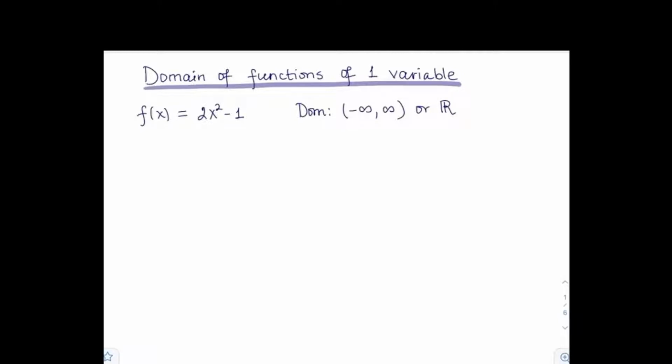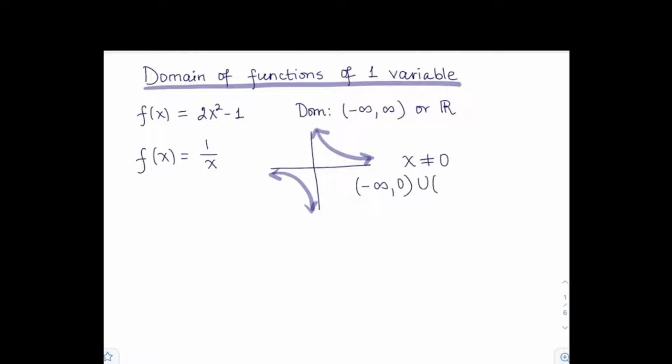Okay. What about the function f of x, which looks like 1 over x, right? So this is the reciprocal function. What does that look like? We know the graph of this function looks something like this. We have some asymptotic behavior as we get close to 0. So in this case, we would say x is not equal to 0. Or if you wanted to use interval notation, you would say from negative infinity to 0, excluding the 0, right? And then from 0 to positive infinity.